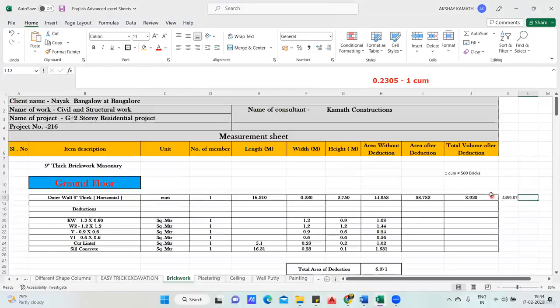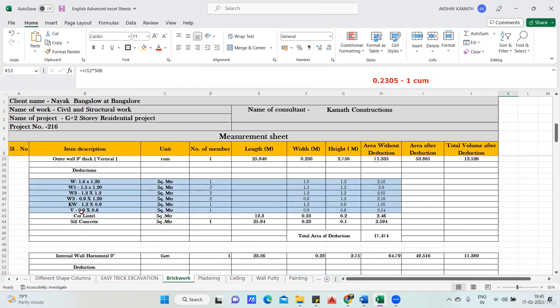So we got 8.920 cubic meter of the brickwork is to be done. So the total mortar will be this one multiplied by 0.2305. Finish. So 2.056 cubic meter of mortar is required. And how many bricks are required? 4459. Let us say 4460 bricks are required, only if you want to do the outer wall 9-inch thick brickwork.